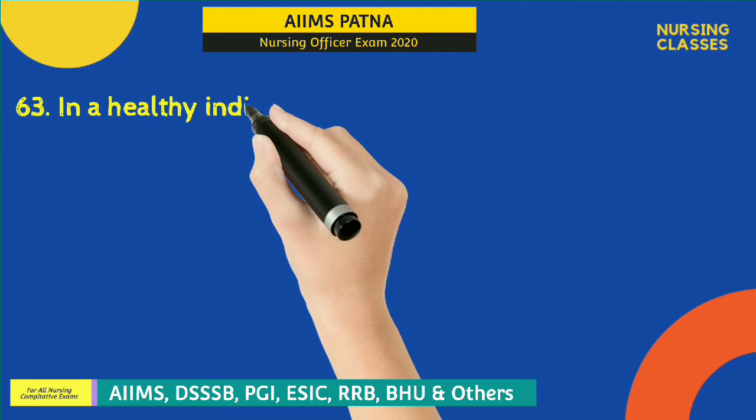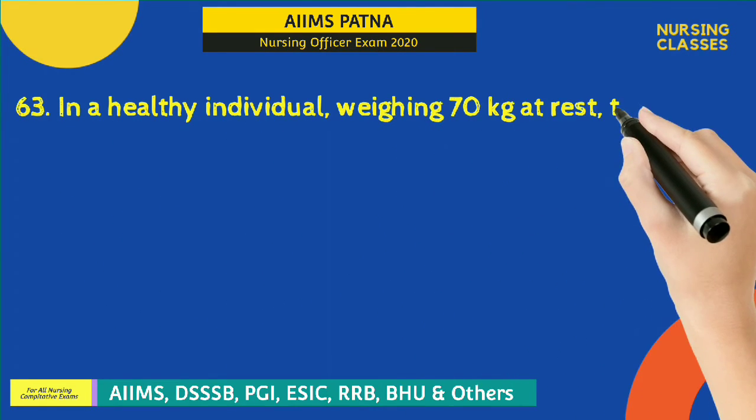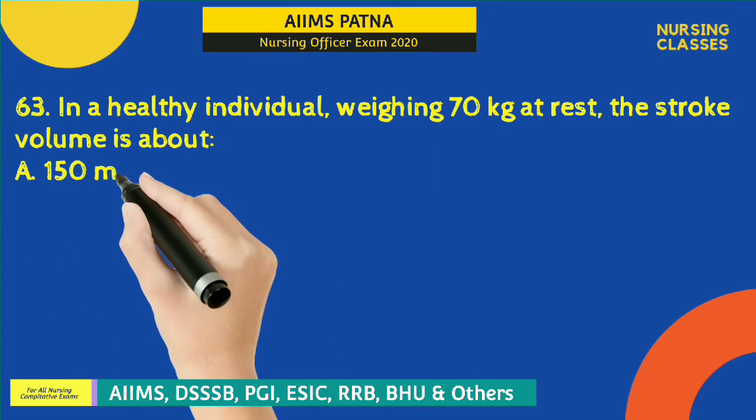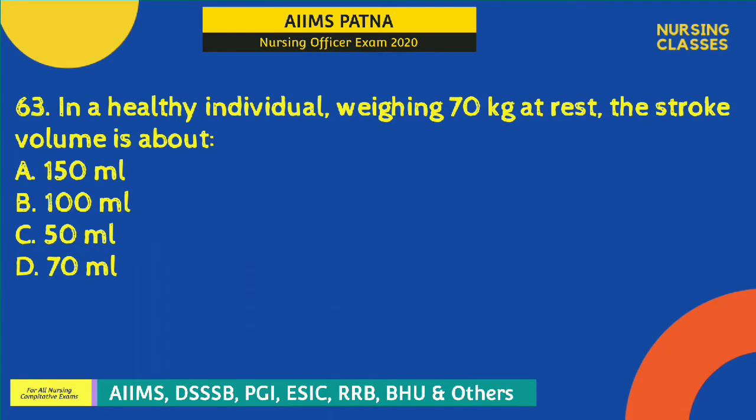63. In a healthy individual, weighing 70 kilograms at rest, the stroke volume is about A. 150 milliliters, B. 100 milliliters, C. 50 milliliters, D. 70 milliliters. Correct answer D. 70 milliliters.